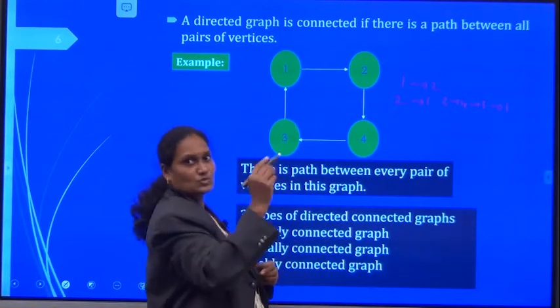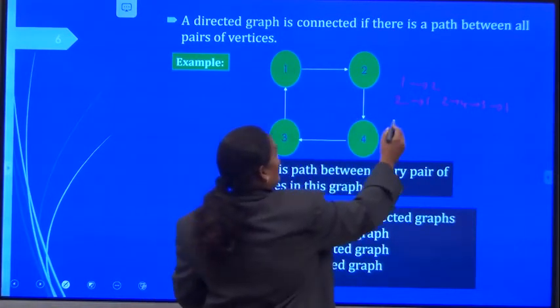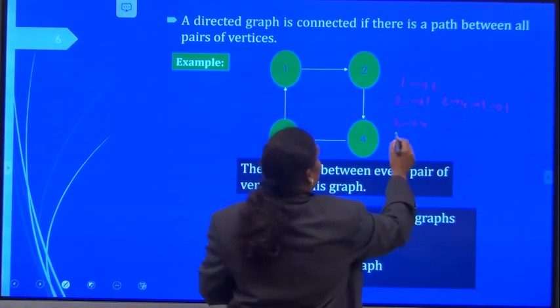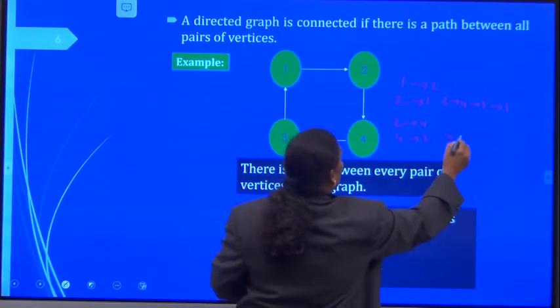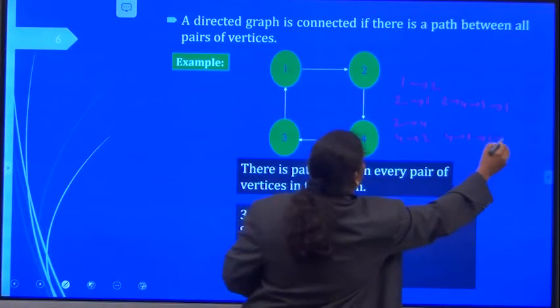There is a path from 2 to 1 also. And here we have a path from 2 to 4, and we have a path from 4 to 2 also. How can we reach 4 to 2? 4 to 3, 3 to 1, 1 to 2.